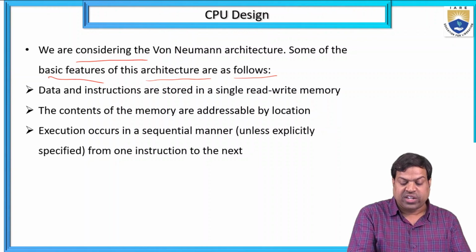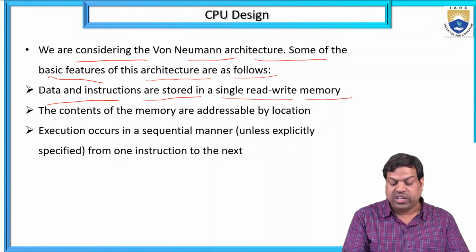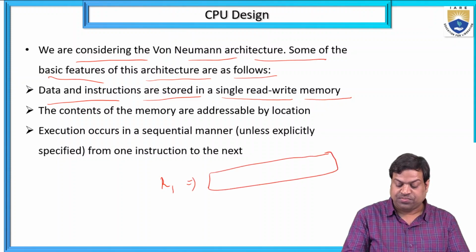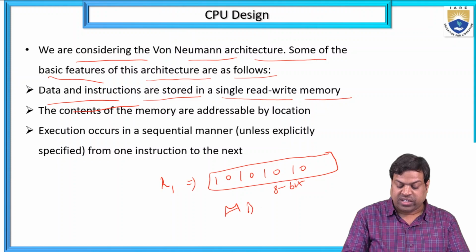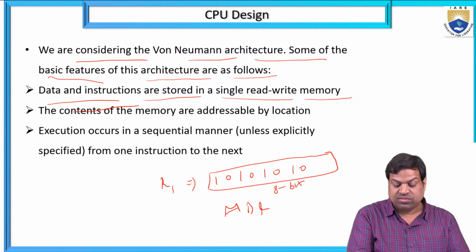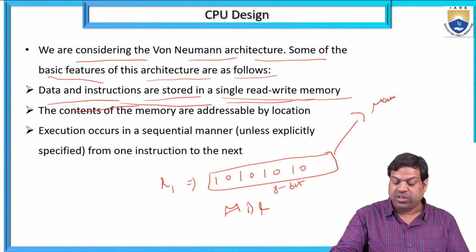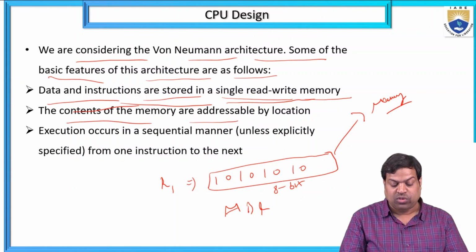So, what are we considering in von Neumann architecture? First one, data and instructions are stored in a single read-write memory. Suppose I am taking register R1. What is the data? Is this one 1010 1010. I am taking 8 bits of data. So this data, instruction, memory data or memory data register is stored in a single read-write memory. So for any of these, we need memory to store this register. The contents of the memory are addressable by location.